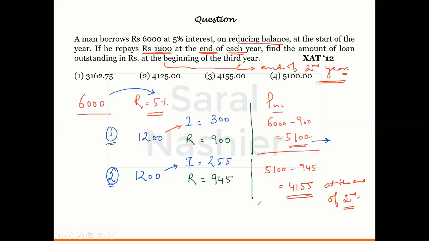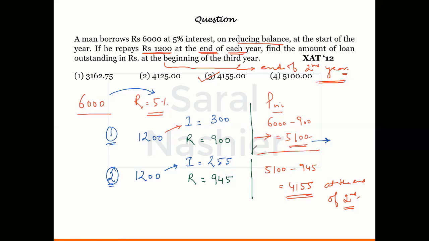Amount outstanding at the end of the second year. So this should also be the amount outstanding at the beginning of the third year. So at the beginning of the third year, it is 4,155. That should be the correct answer. And this is exactly how installments operate. Every month, the interest is subtracted from your EMI and the remaining amount is subtracted from your outstanding principal. And that way, your outstanding principal keeps reducing.